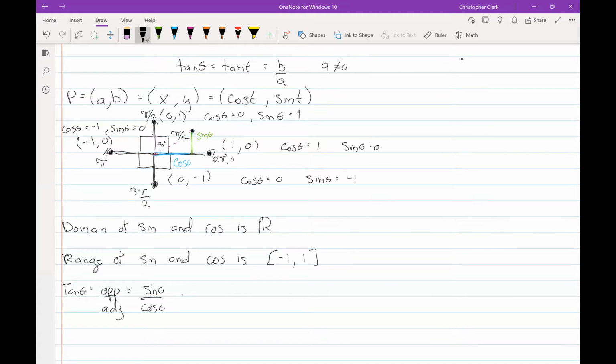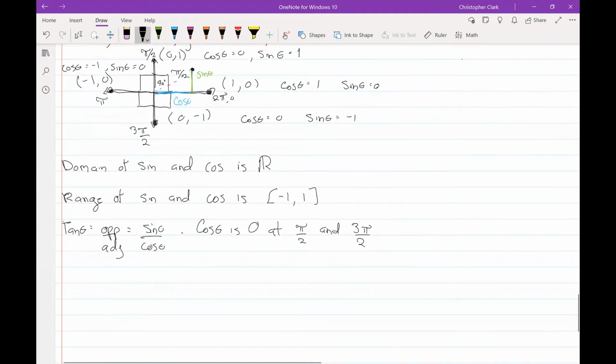So when is cosine 0? Cosine theta is 0 at pi over 2 and 3 pi over 2. But of course, if we understand that you can just keep going around the circle. If I, for example, have 5 pi over 2, that means I've gone all the way around, and I'm going to go 1 extra pi over 2. So 5 pi over 2 also makes cosine 0, which makes tangent undefined.